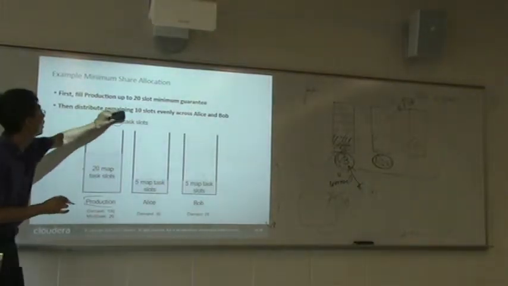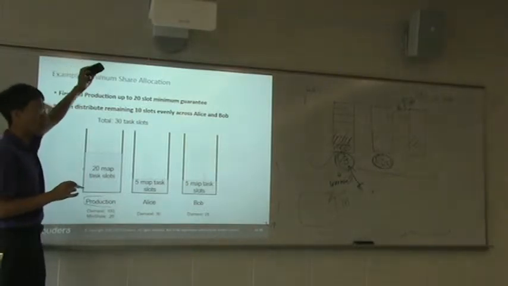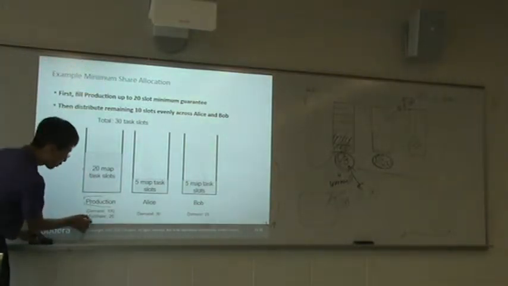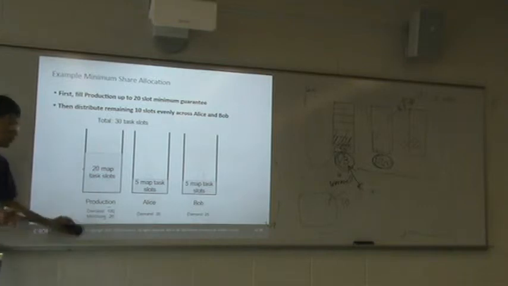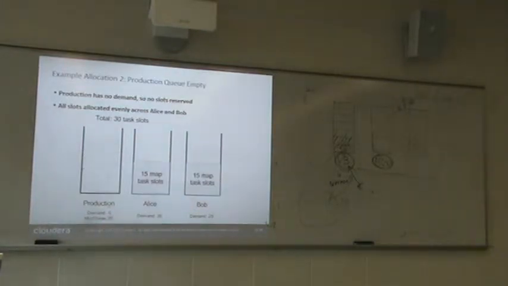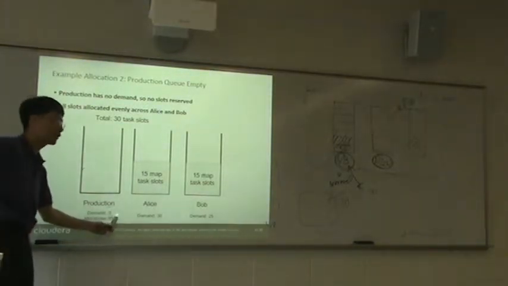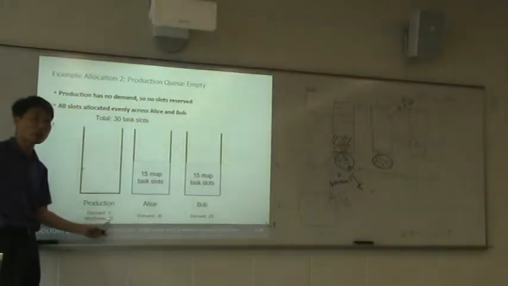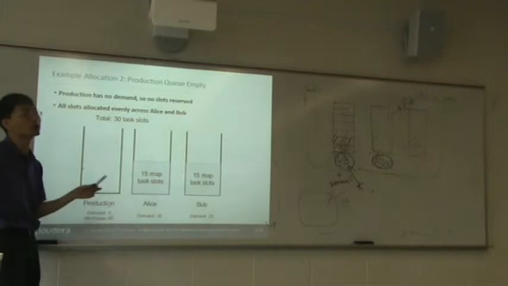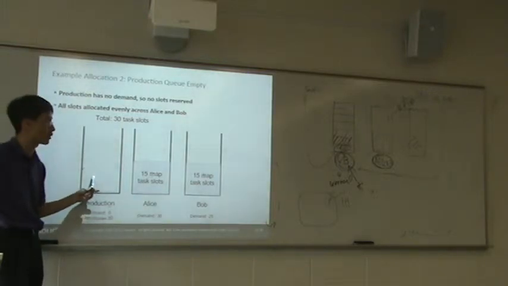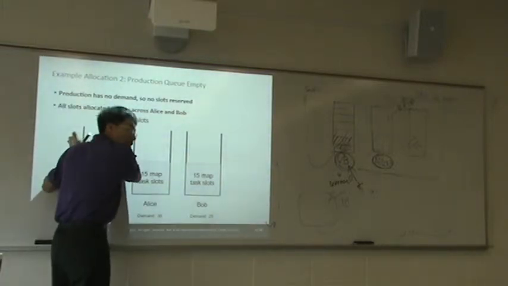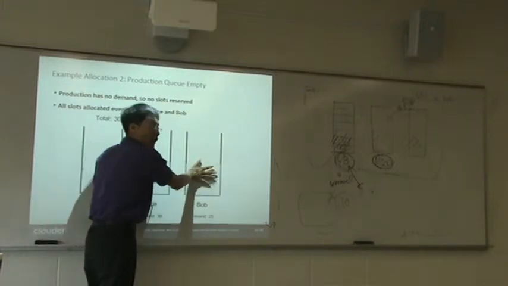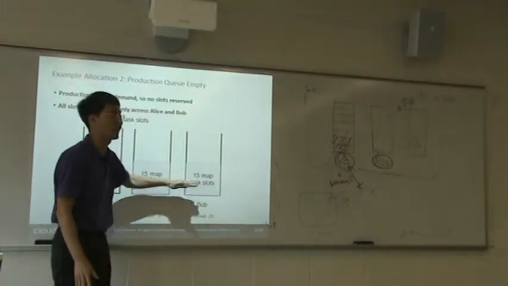So this is the fair share algorithm based on the minimum share. Then demand is 0. They don't need it. Even though the minimum share is 20, there is no demand, so we don't have to assign the job. That would be a waste of resources. Then we don't care about that one, and we share fairly between this one and this one, so 15 and 15, right?